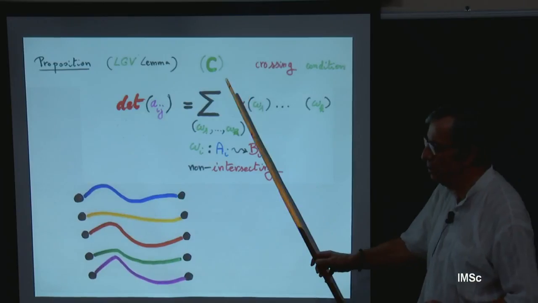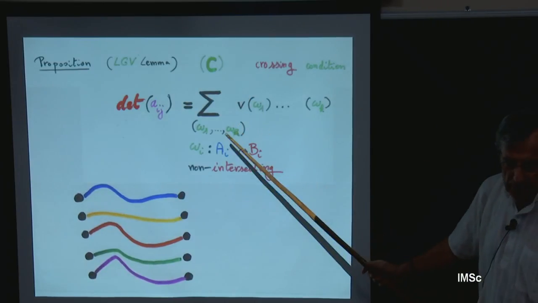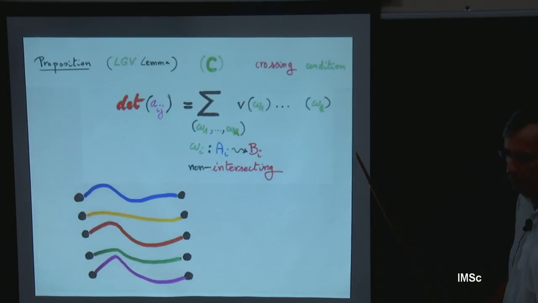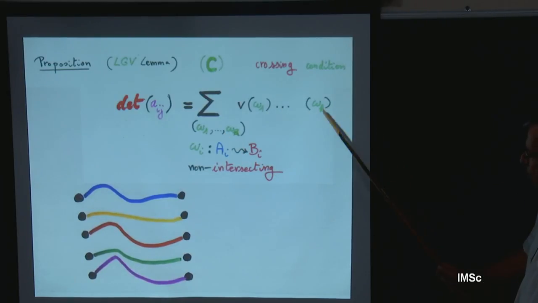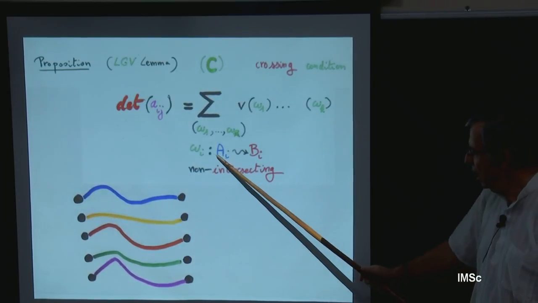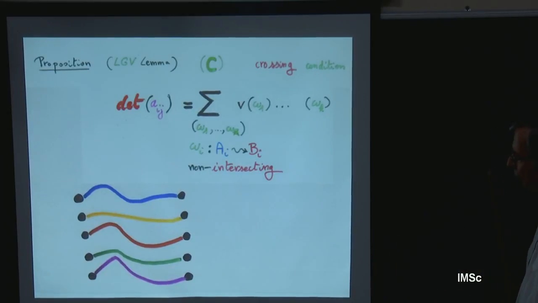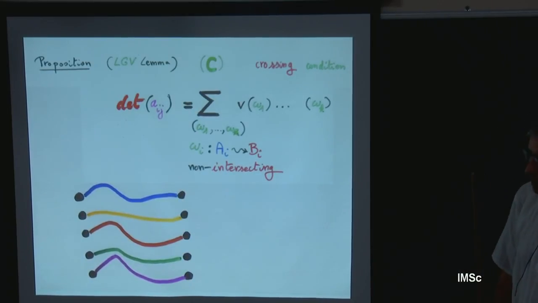Under a certain condition, which is called the crossing condition, this determinant becomes the sum of the weight of all the configurations of paths that are non-intersecting, two by two disjoint, and each path goes from Ai to Bi. So this was the main proposition last time.